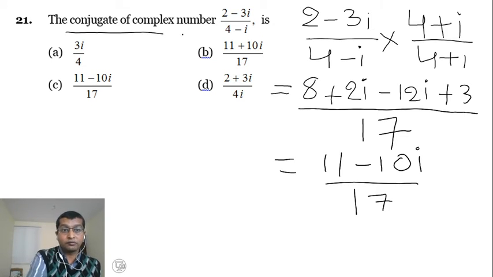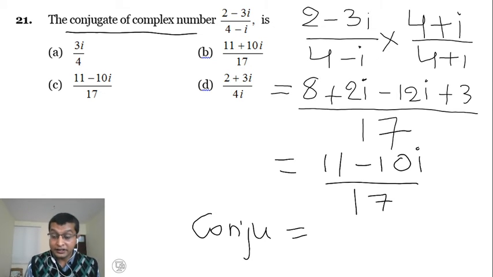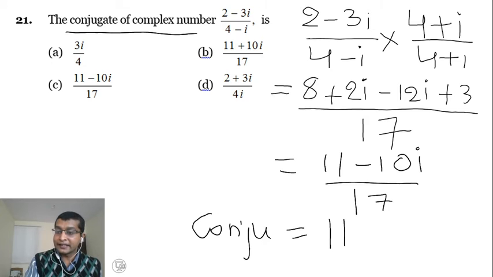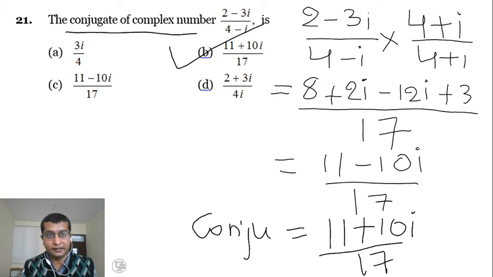Okay, looking at option C, don't write it as the correct answer. Look at the question once again: conjugate of a complex number. So conjugate is given by changing the sign of i. So it is 11 minus 10i, I write it as 11 plus 10i whole divided by 17. Therefore option B is the right answer.